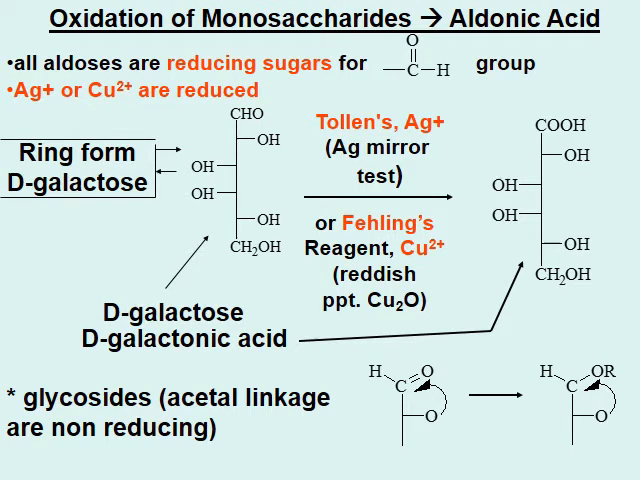Now, we can also readily oxidize a carbohydrate because of the CHO group. The CHO group gets oxidized quite easily. That's Tollens reagent. In the presence of Tollens reagent, CHO becomes COOH. So if you have galactose, that would also be oxidized, and it would be called galactonic acid.